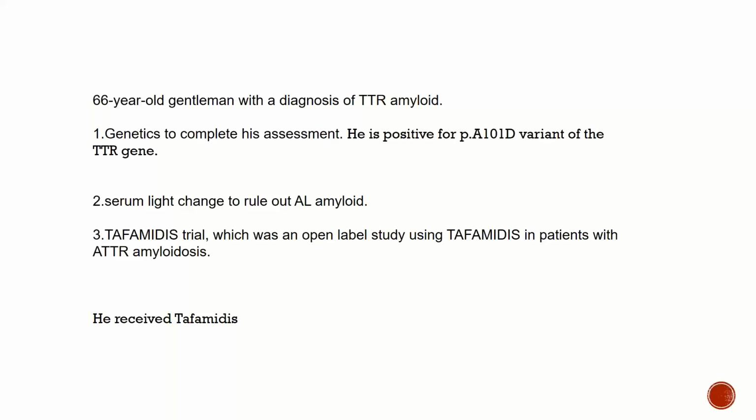So he underwent a genetic test to complete the assessment, and he was positive for a variant of TTR gene. And it's a must to do a serum light chain to rule out AL amyloidosis. So he had that, and it was negative. The patient was enrolled in the tafamidis trial, and he's still on the medication.